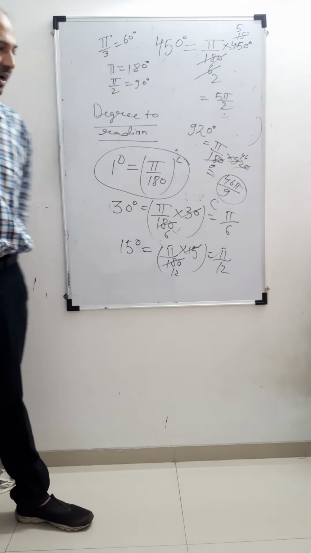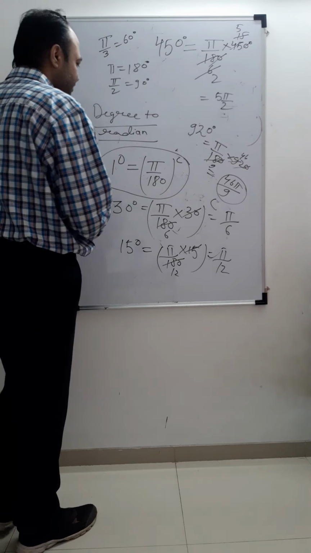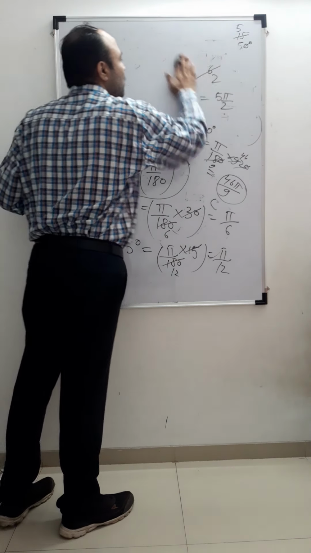So this we came to know, degree to radian. Fine. So whenever you have to convert degree to radian, that formula you have to use. That is 1 degree equals pi by 180 radian. Correct? Fine. So now we will move to radian to degree.